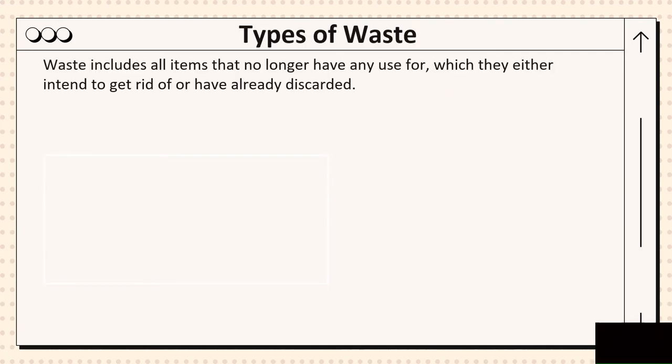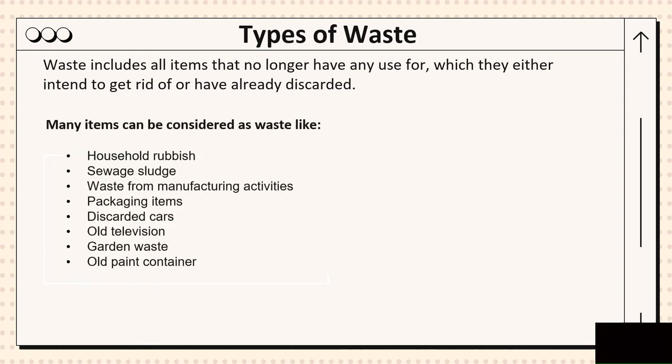Okay, so ayan, types of waste. Waste includes all items that no longer have any use for which they either intend to get rid of or have already discarded. So, sabi ko na to kanina. So, many items can be considered as waste. For example, household rubbish, sewage sludge, waste from manufacturing activities, packaging items, discarded cars, old television, garden waste, or old paint containers.